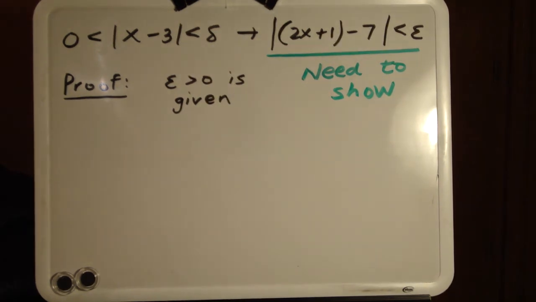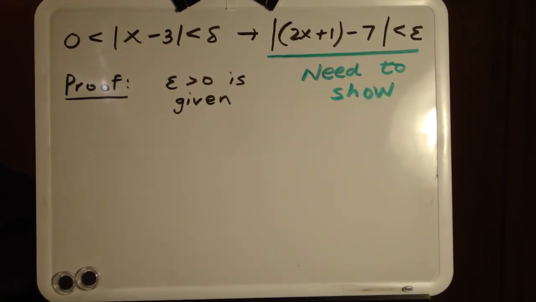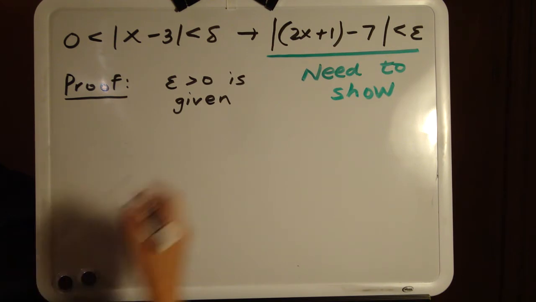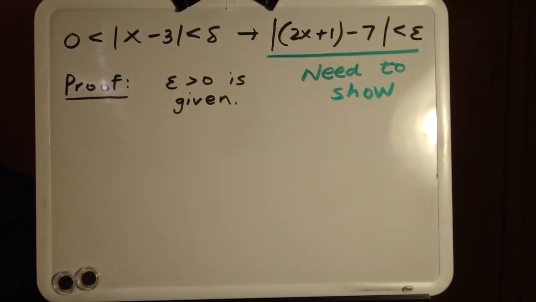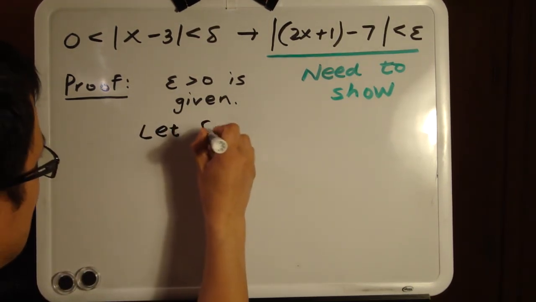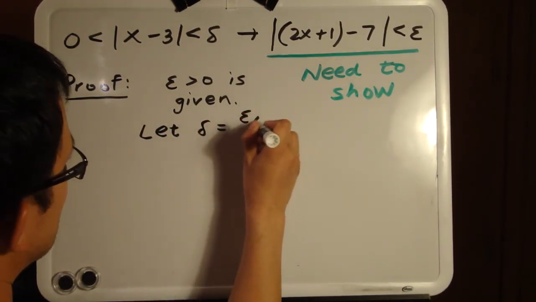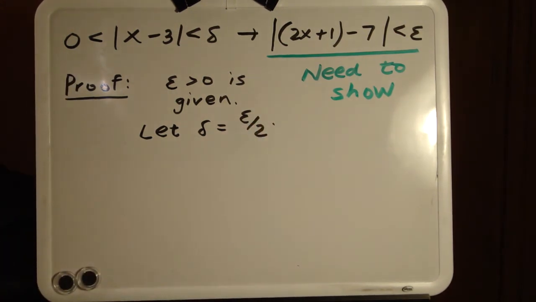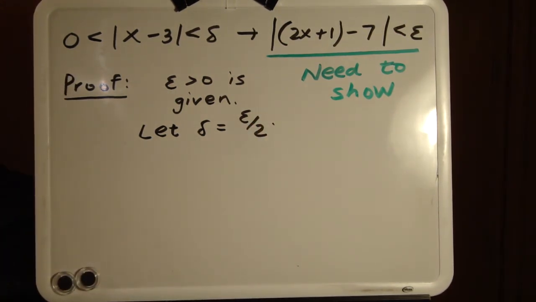Okay, and now what we're going to do is to choose the delta based on the scratch work and the little bit of work that we did on the other problem. So epsilon is greater than 0 is given, so we're going to let delta equal epsilon over 2. And the reason for this is based on what we did in the earlier exercise.